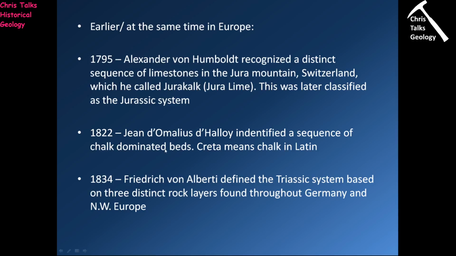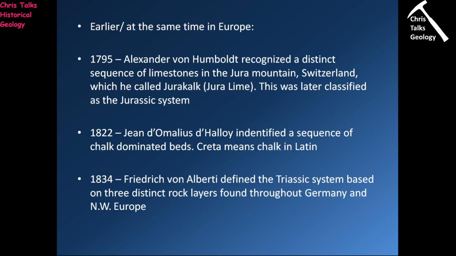In 1822, a man whose name I would get horribly wrong, so I'm not even going there, identified a sequence of chalk-dominated beds. They were around Paris, I believe, and he essentially named that system the Cretaceous, because of course creta is chalk in Latin. And in 1834, Friedrich von Alberti defined the Triassic system based on 3 very distinct rock layers which are found throughout Germany and northwestern Europe.